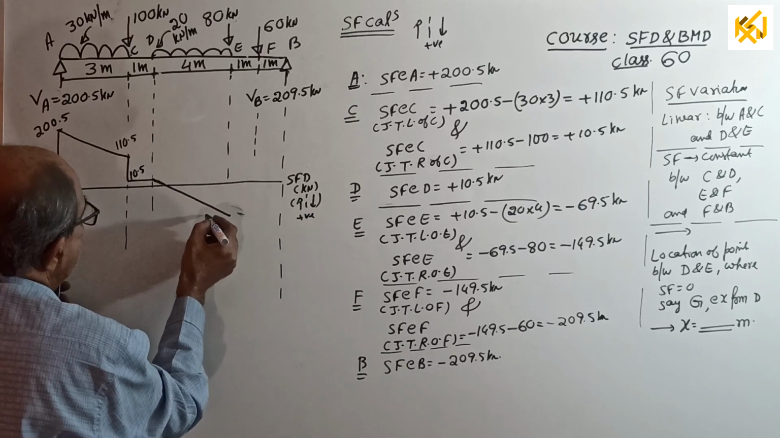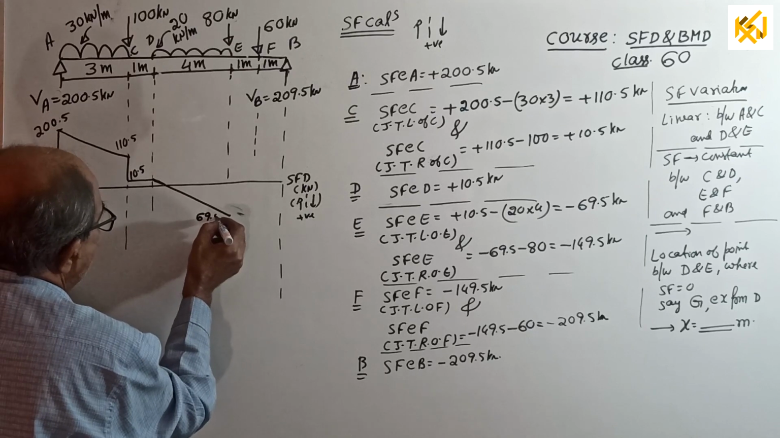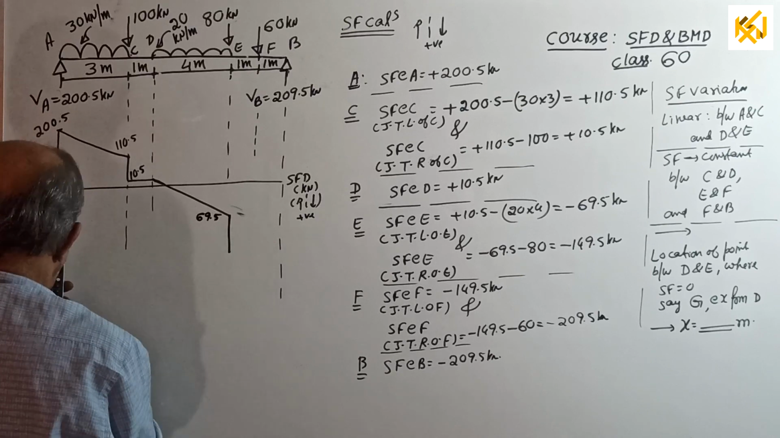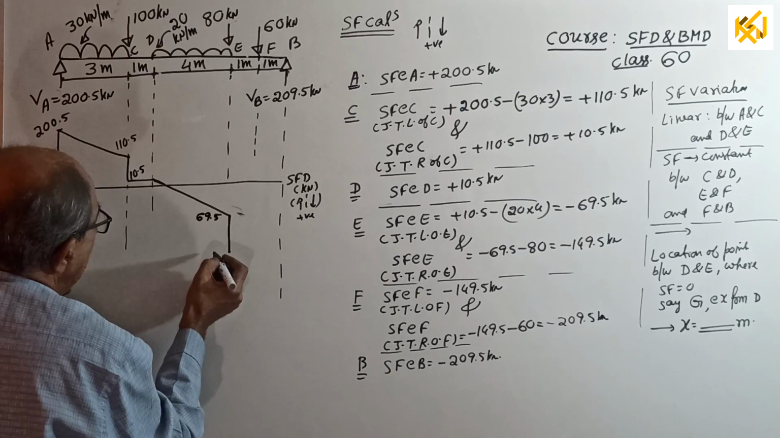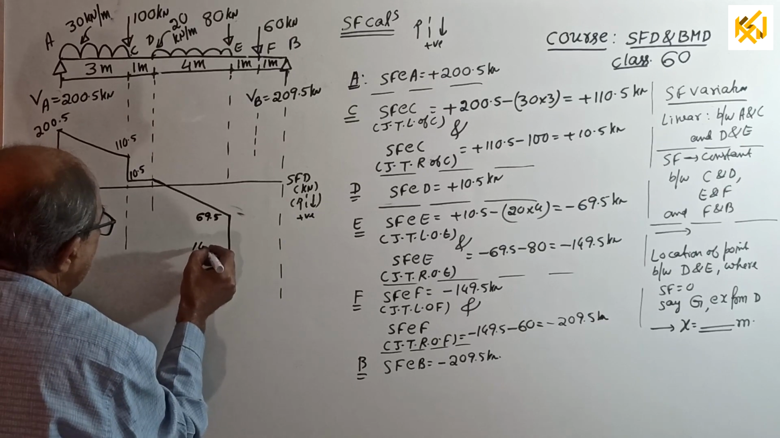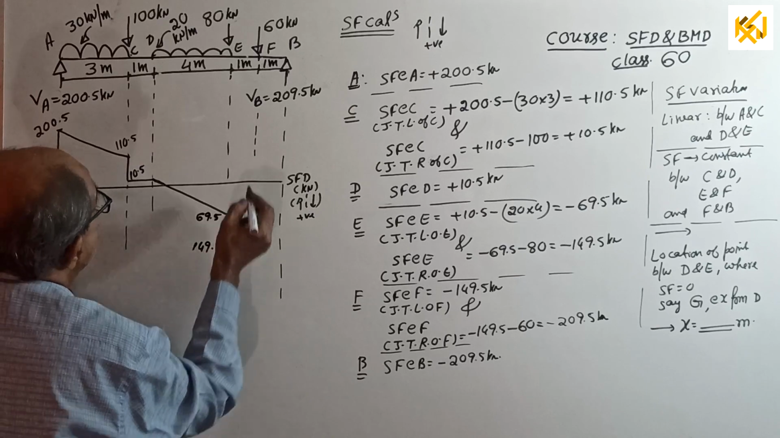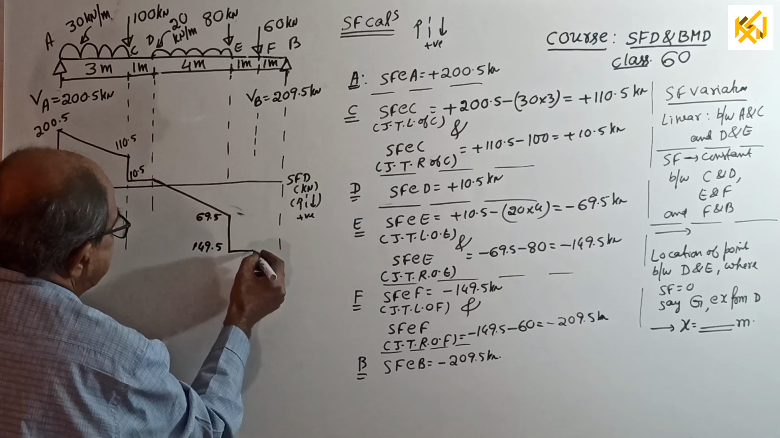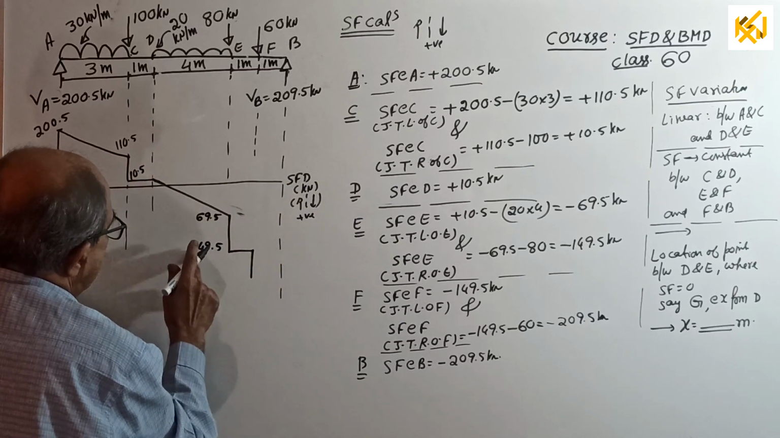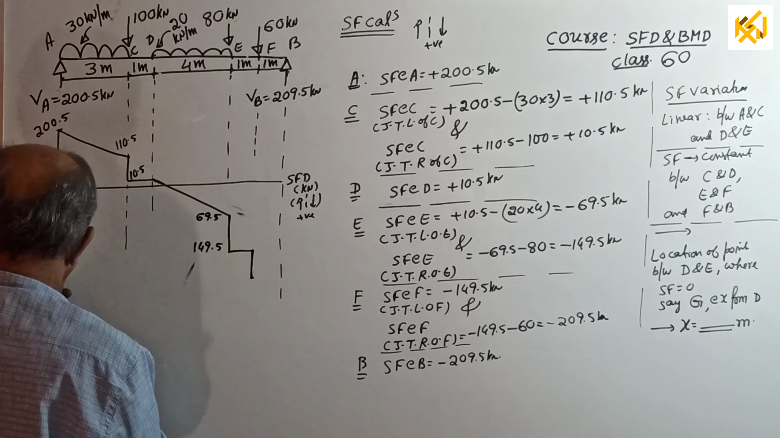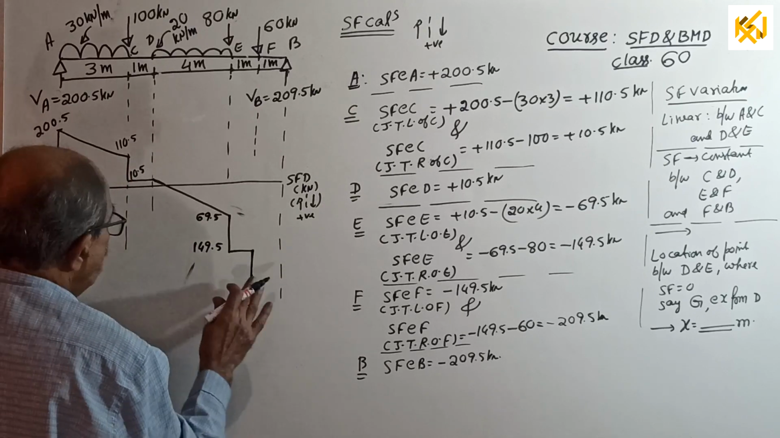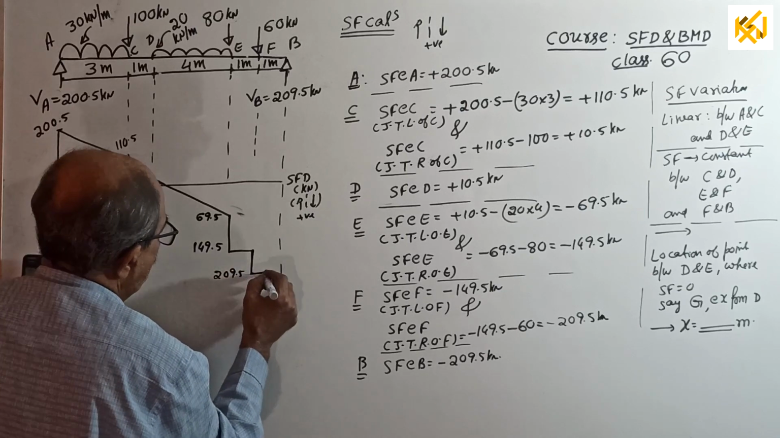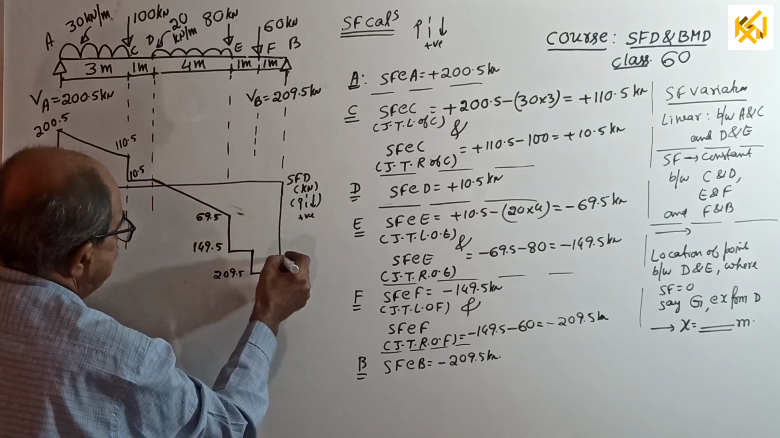This is 69.5. Slightly out of scale, I already told you. No problem. Down by 80. See, I should come more now. Okay. Minus 80. Because of space problem, I am slightly changing the scale, little out of scale. Minus 149.5. From E to F, no load, go parallel to baseline. Come down by 60. So, minus 60 is 209.5. No load, go back by 209.5. Shear force diagram will close.